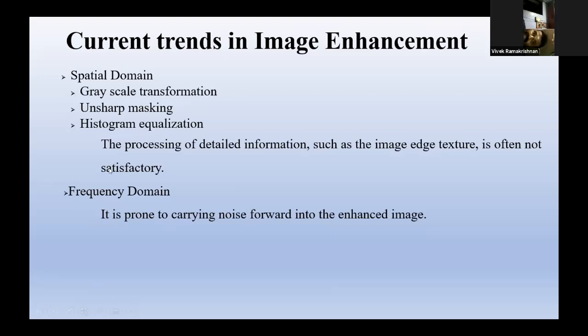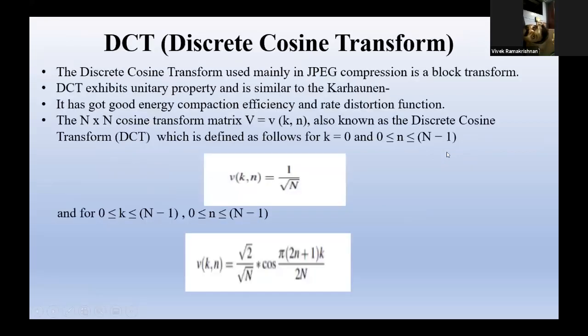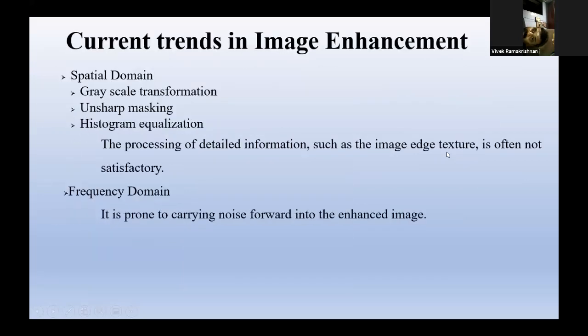Okay. So the processing of detailed information such as image edge texture is often not satisfactory. That is, it is not showing a good improvement with respect to the texture preserving nature. That means the texture does not get special attention when you go for a histogram based approach. And when you go for a frequency domain based approach, it is prone to carry noise forward to the enhanced image. So that is the weighing of the things, either the spatial domain or the frequency domain. Okay.